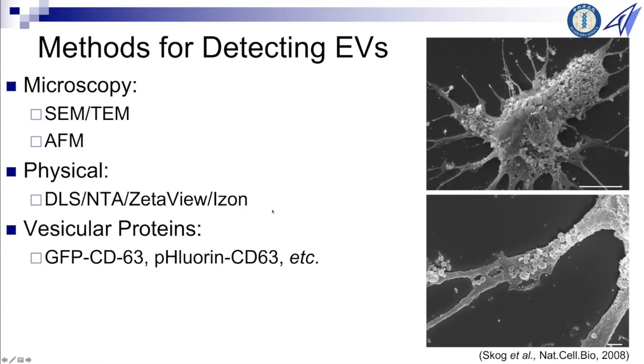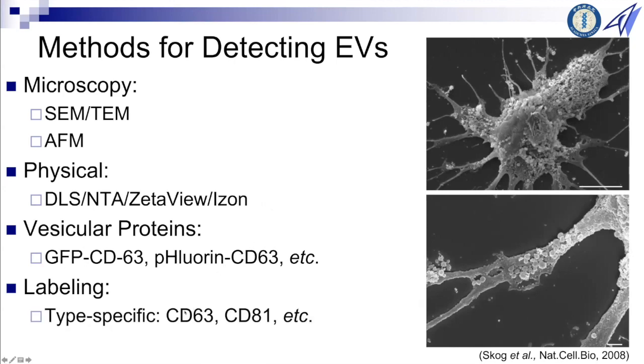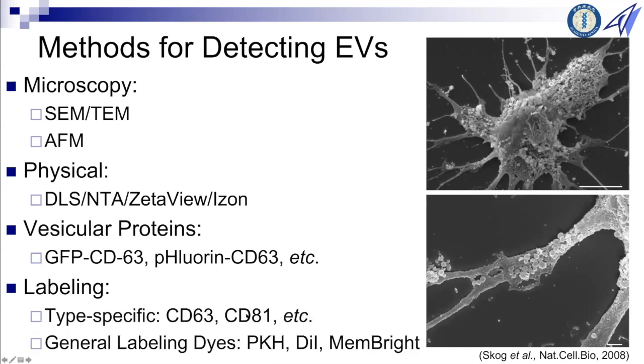Now, molecular biologists such as us will use fusion reporter proteins, such as GFP fused to CD63, which is a vesicle marker, or the more recent pHluorin-CD63 to detect endocytosis. I believe this is from Lisa Weaver's lab, as well as some others. This is not comprehensive, so please forgive me if I cannot go through everything. For other types of labeling, people have been using antibodies against vesicle markers, such as CD63 and CD81, or they can use dyes, such as PKH, DiI, and the more recent MemBright.